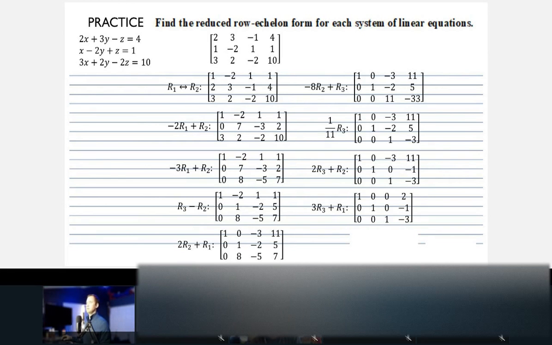And look, we now are down to diagonals. 1. We got zeros in this column. We got zeros in this column. And we have zeros in this column. So this is an RREF form. So X is 2, Y is -1, Z is -3. So the ordered triplet answer would look like that. And we could plug those into the original problem to make sure it works, and they do.